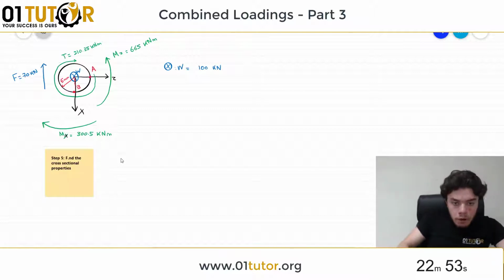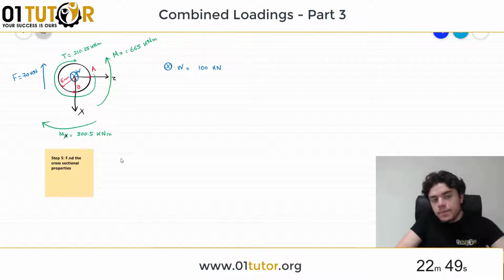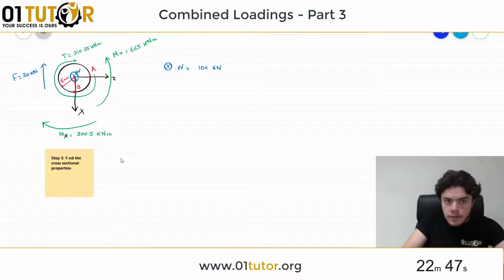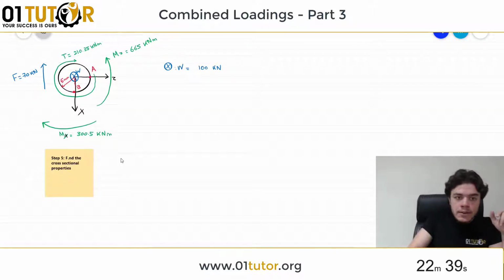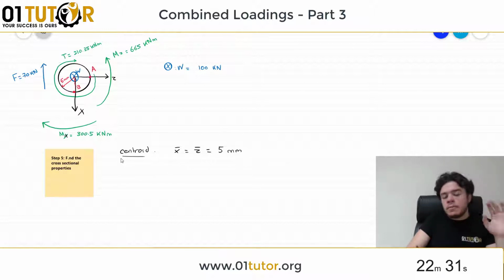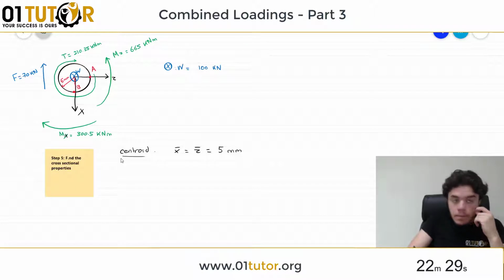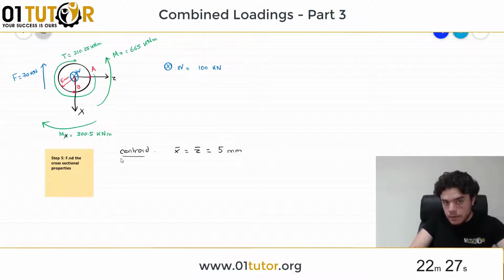Well, the cross-sectional properties, first the centroid. Since this is a full disk of radius 5 millimeters, the centroid is located at the middle, so there is no need to find x bar and y bar. We know that the centroid is located at the middle. We know that x bar is 5 millimeters and z bar is 5 millimeters. So centroid x bar equals z bar equals 5 millimeters, right? Because it's located at the middle. Remember, the disk has a diameter of 10 millimeters.